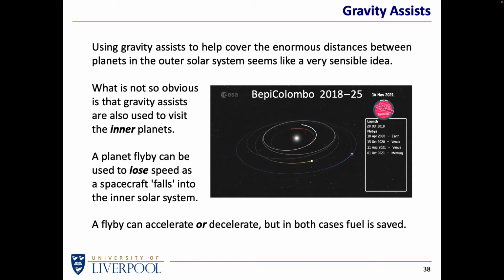And the bottom line is, regardless of whether you're accelerating or decelerating, the reason you use gravity assist is because you don't need to use fuel. You don't have to take fuel with you to accelerate or decelerate. You use the solar system that's there to actually allow you to gain or lose speed by just swapping momentum with the planets.